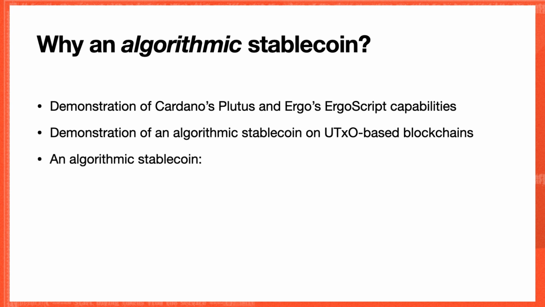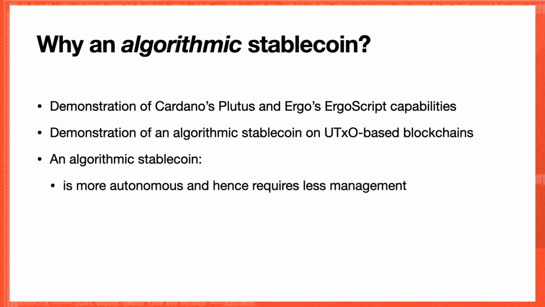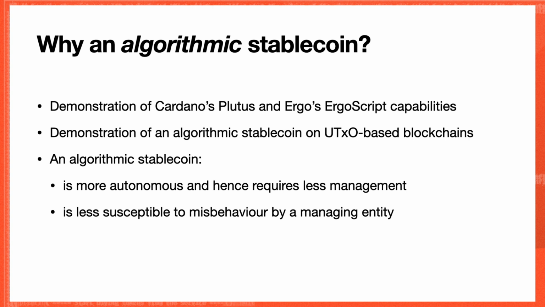And also, an algorithmic stablecoin is more autonomous and hence requires less management and is less susceptible to misbehavior by a managing entity. So a managing entity cannot just run away with the reserves, for example. The reserves are locked by the contract, in the contract.